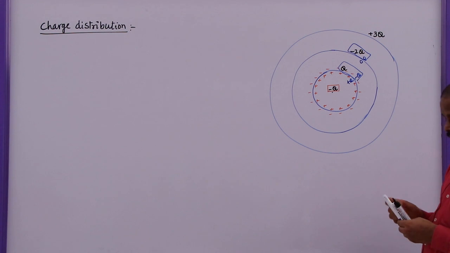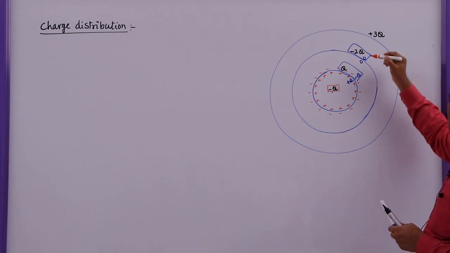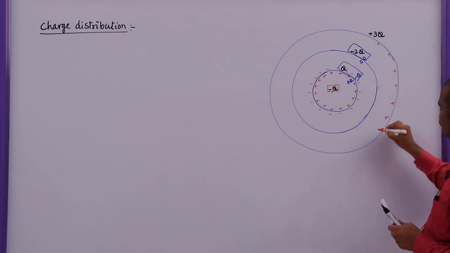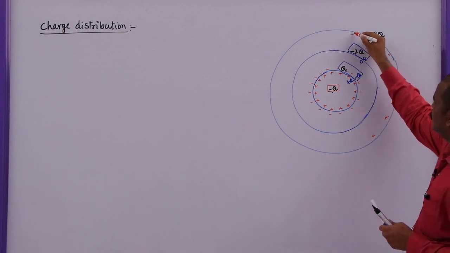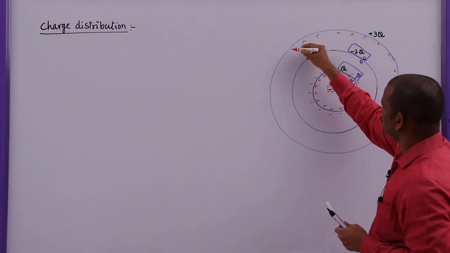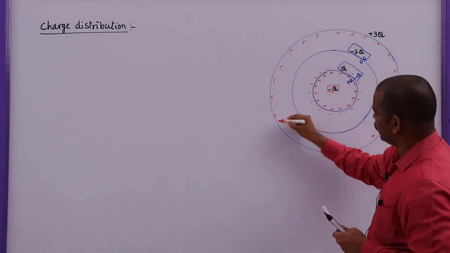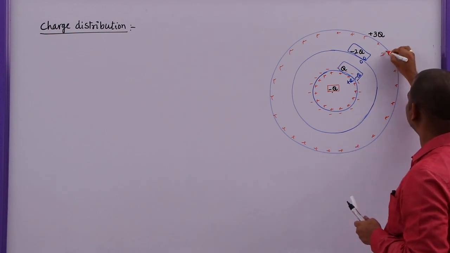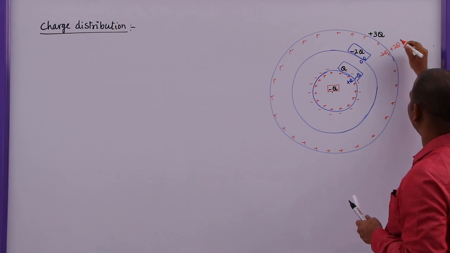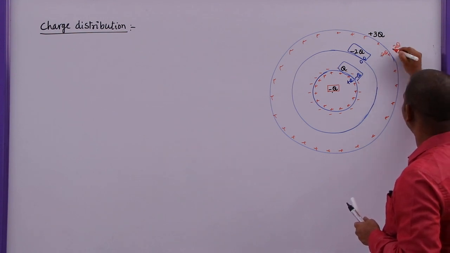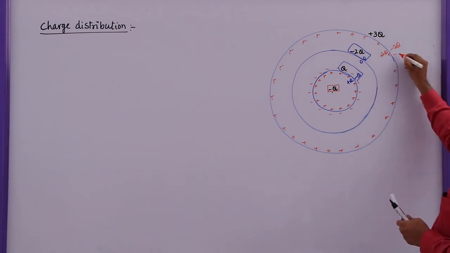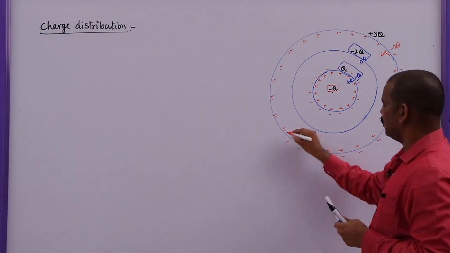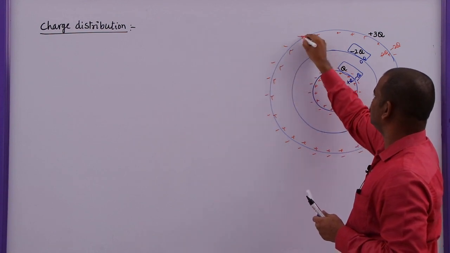Due to this, once again, a charge will be induced here. The total charge is minus 2q here, so plus 2q charge will be induced here. As it is negative, opposite charge will be induced here. So what is the total charge on this one? This is plus 2q, and similarly minus 2q charge will be induced on the outside, that means the outer surface of the third shell. So these are the charge distributions.